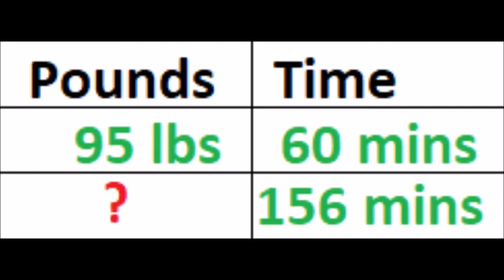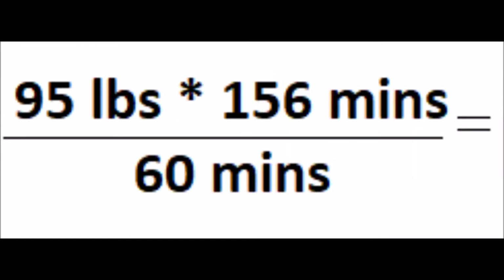Now we know we burn 95 pounds of fuel in 60 minutes, and now we want to know how many pounds we will use in 156 minutes. We use the same method, multiply, cross, and divide by the remaining box. So it's 95 times 156 divided by 60, which is 247 pounds. You could ask yourself, why did we do it in 2 parts? We first figure out the time, then we figure the fuel we were going to burn in that time.